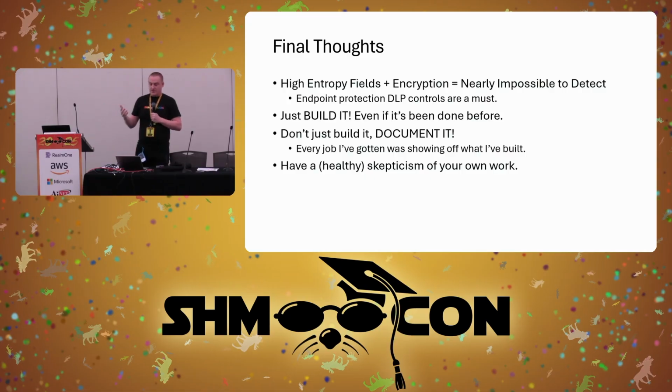So some final thoughts. In covert channels, if you can find a high entropy field and put high entropy data in its place, encrypted or otherwise, it's going to be very hard to detect. And so you need other controls like endpoint protection, DLP controls, and stuff like that. Next point I'd like to close out on: just build it, even if it's been done before. I've told this to a number of junior devs that I've mentored. If you can build it and document it well, it shows your skills and your interest in a field, even if you don't have the resume stamps behind it.